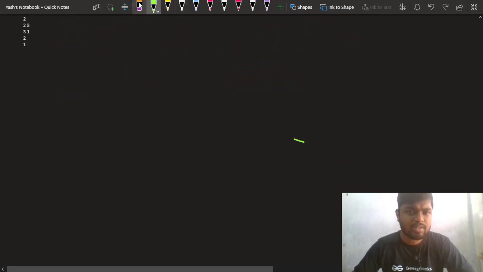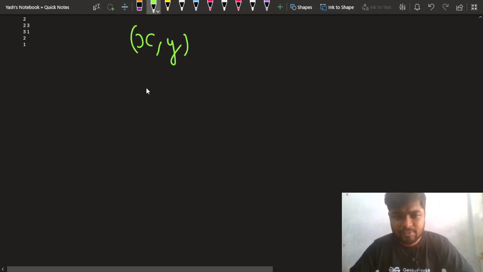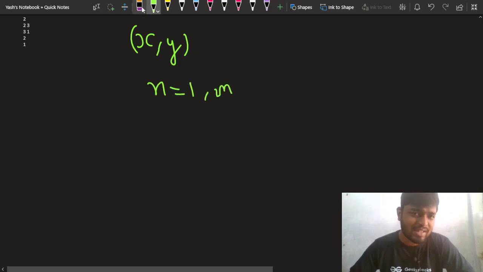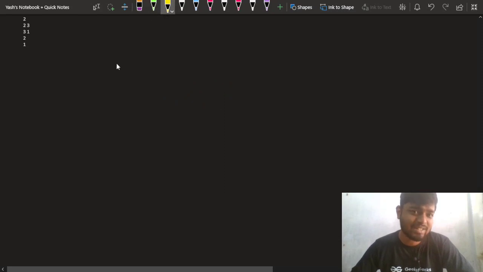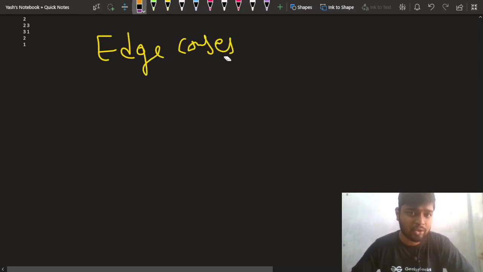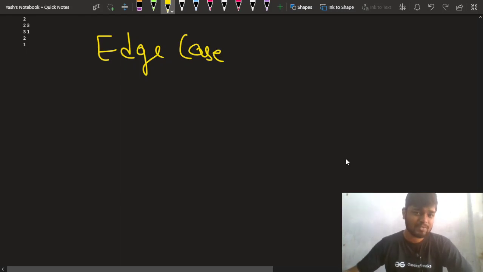Now what we'll be doing further is taking some cases randomly one by one. Let's say the computer gives you x comma y, and let's suppose n is equal to 1 and m is equal to 1, because in such questions you need to find the corner cases or the edge cases, right? What can be the possible edge cases? Because if you take care of the edge cases, then there is one general case, that is when the grid is n cross m size, right? So first of all, let's look at the edge cases. There can be some edge cases for this problem.